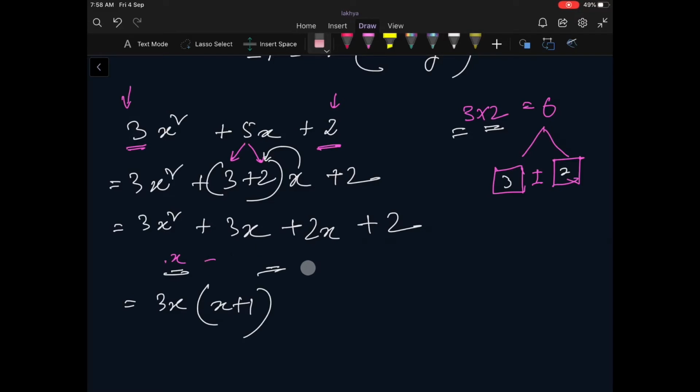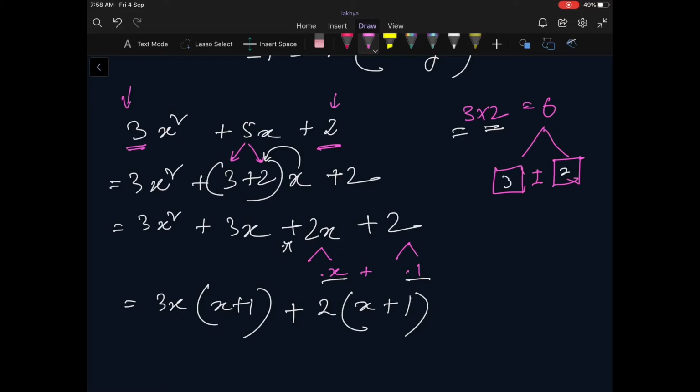Similarly, from the next two terms you can take common. Here you see 2x can be written as 2 into x, and 2 can be written as 2 into 1. That is plus. So clearly you can take 2 common from here. After taking 2 common, what we have got? Again x plus 1.